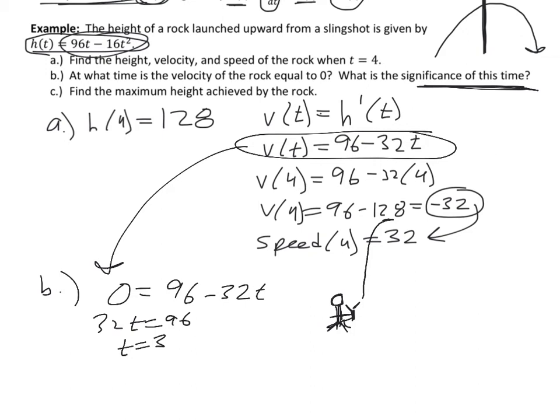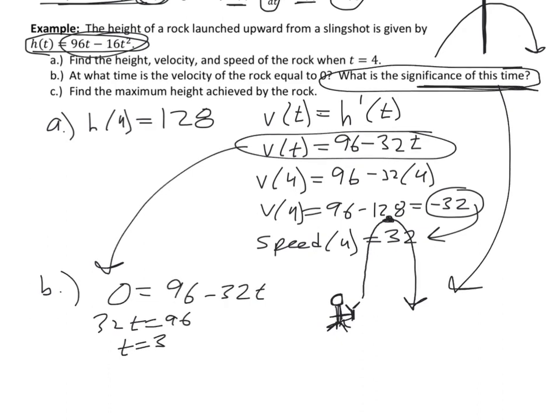Isn't that when it gets to the top? And then it starts to have negative velocity as it comes back down? So what happened up here when the velocity was 0? Isn't the significance of this time that it's when the rock achieved maximum height?